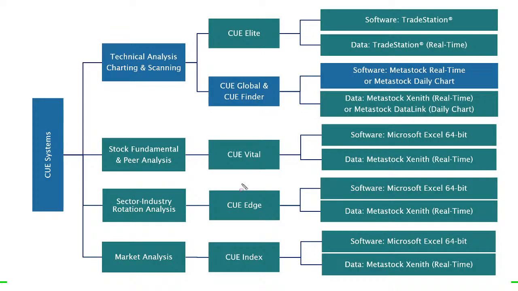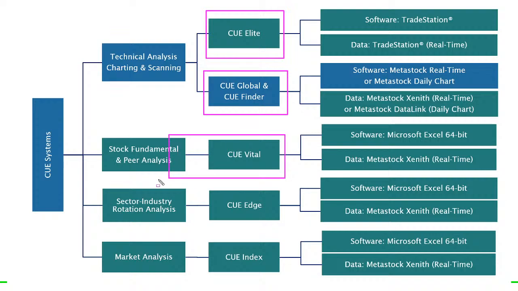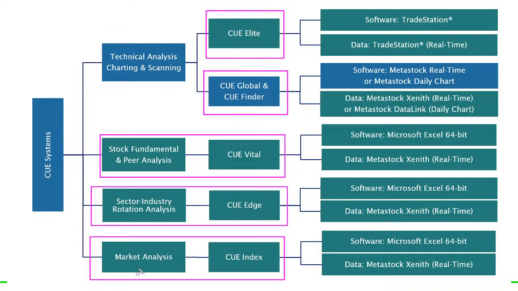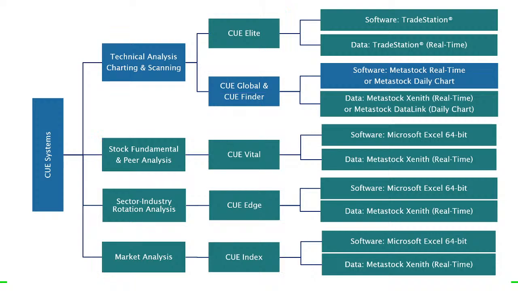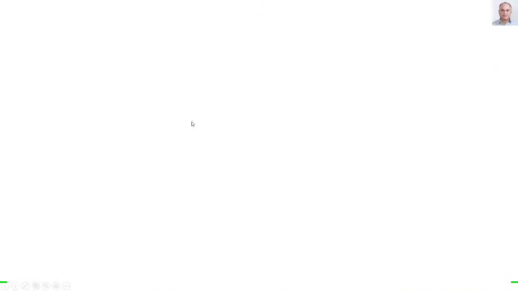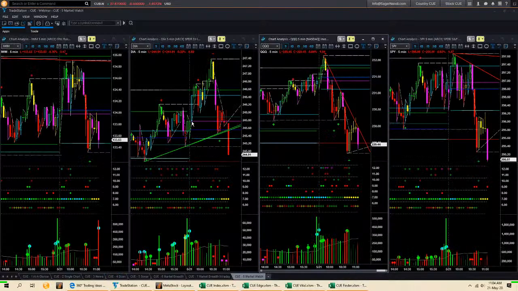This is a live market analysis. I will use technical trading systems Q Global and Q Elite, and for fundamental and peer analysis I will use Q Vital, for sector industry rotation analysis Q Edge, and for market and index analysis Q Index. I may also use Q Finder to see how the balance of bullish and bearish signals are changing over several days. All these systems can be used in full real-time mode. That was the last slide of my presentation. Let me continue with the live system.